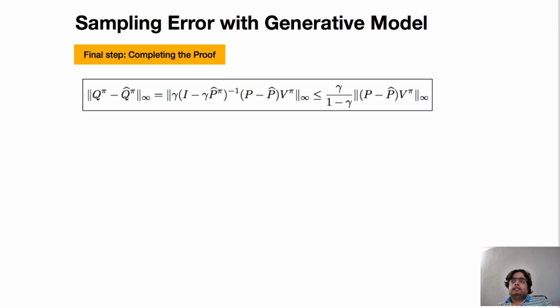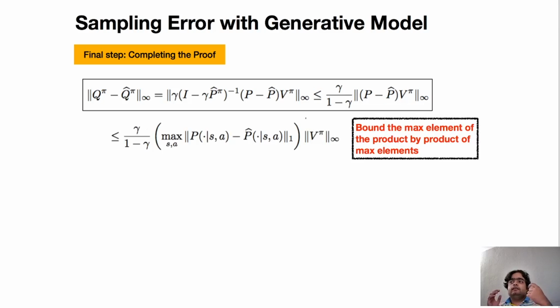So this is the result directly copied from the last slide, where we showed that I minus gamma p hat pi inverse can be removed when you talk about the infinity norm by adding 1 over 1 minus gamma. Now, what is the meaning of the infinity norm? The infinity norm of V is equal to the maximum possible absolute value of any element of that vector. So it's basically the max over i of the absolute value of Vi.